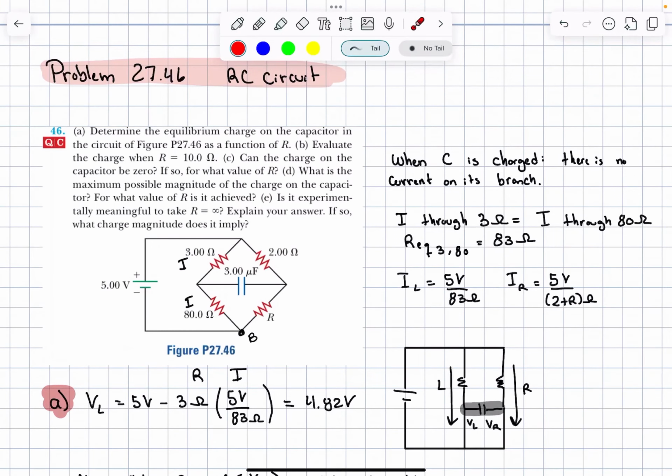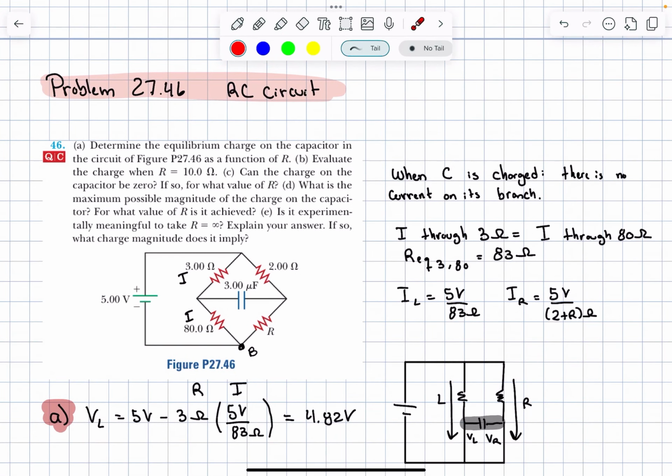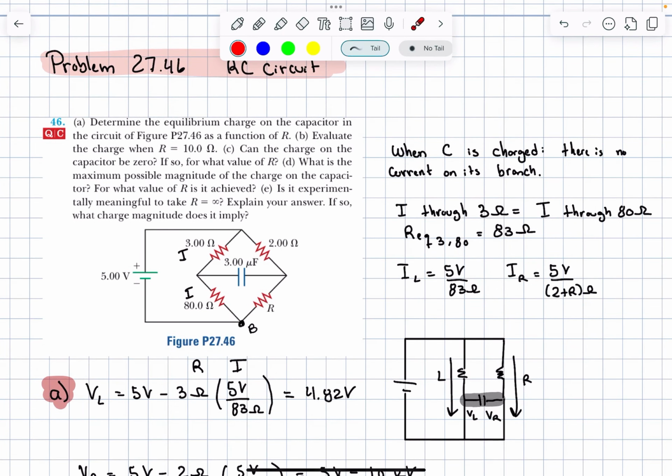This is problem 27.46, and it says that we want to determine the equilibrium charge on the capacitor in the circuit as a function of R, where big R is the resistance of this resistor here. So if we didn't have any of these resistors, it'd be really easy. We know that the maximum potential difference across this capacitor would just be delta V battery. But of course, we do have the resistors and we have to deal with them.